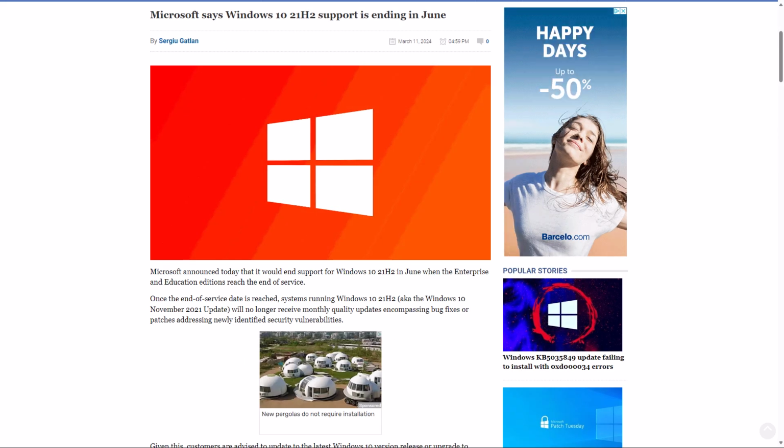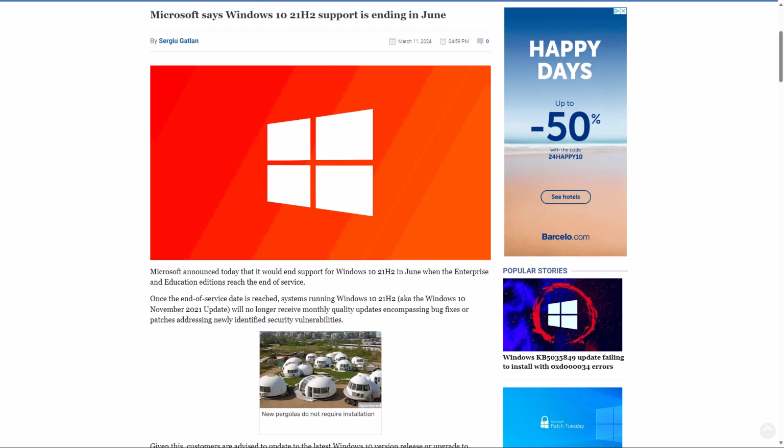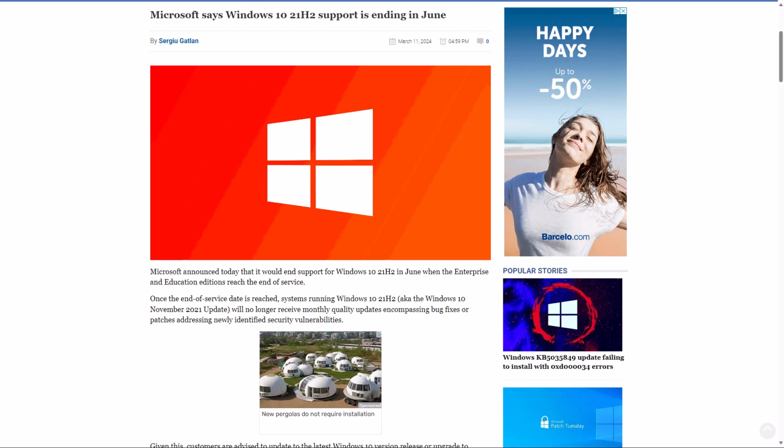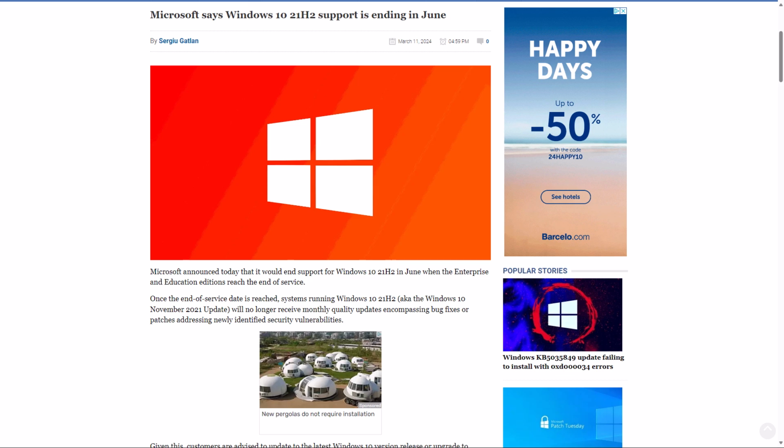Microsoft has announced end of support for Windows 10 21H2 is coming in June, when the Enterprise and Education editions reach their end of service. Once the end of service date is reached, systems running Windows 10 21H2, which is also the Windows 10 November 2021 update version, will no longer receive monthly quality updates encompassing bug fixes or patches addressing newly identified security vulnerabilities. So if you're not getting security updates, don't stay on that OS version. Please make sure you're updated to a supported version.